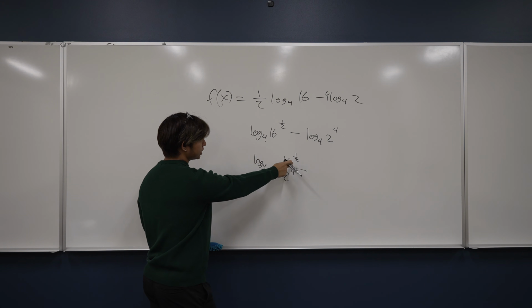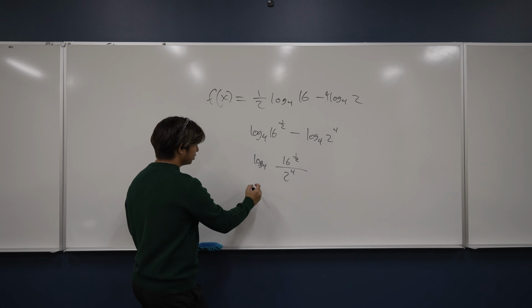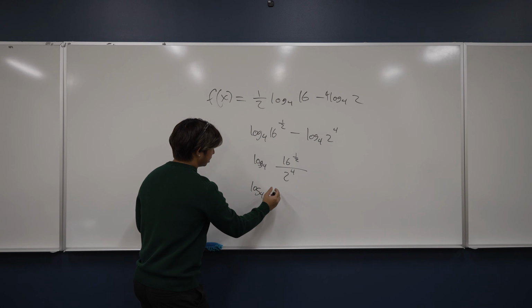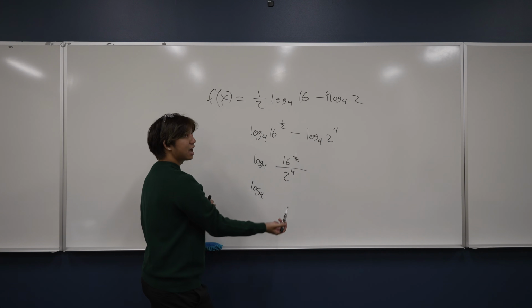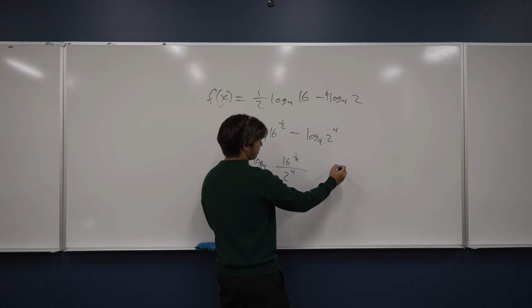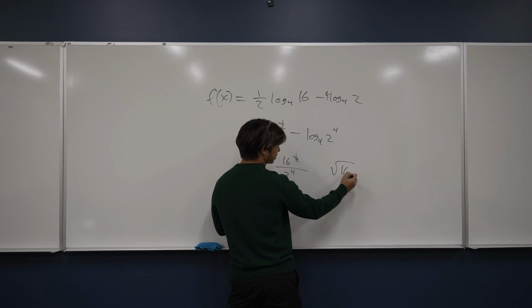So this guy is a little special, he's 1/2, right? So what I can do is, well, 1/2 is the square root. So imagine I have square root 16, right?